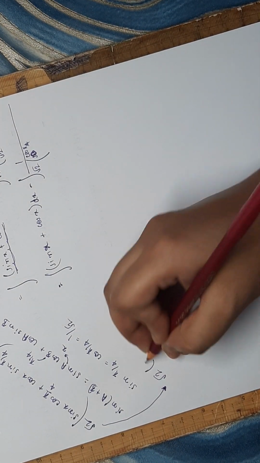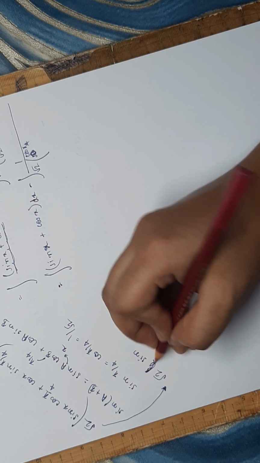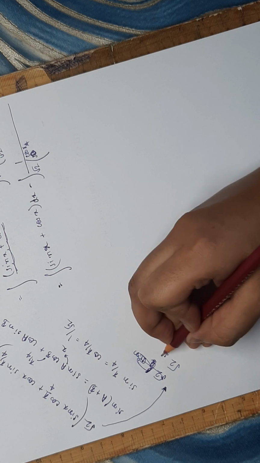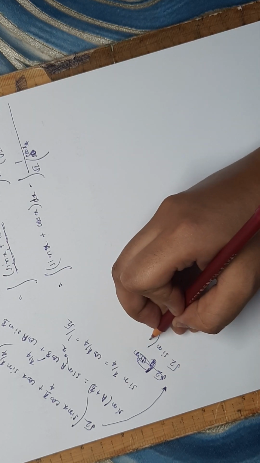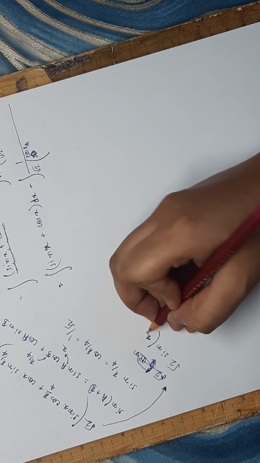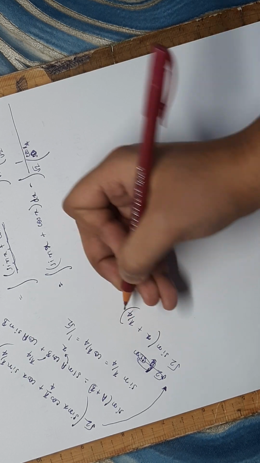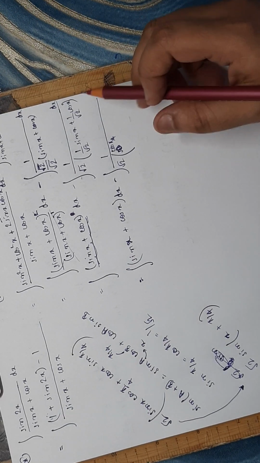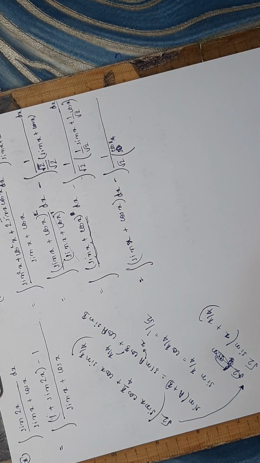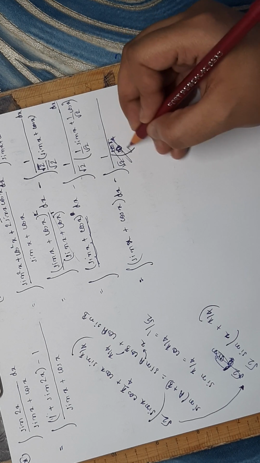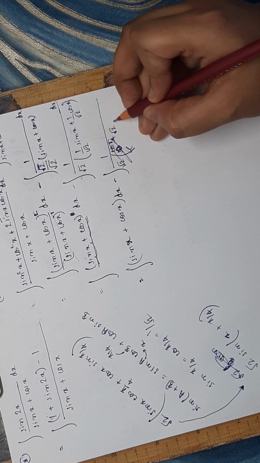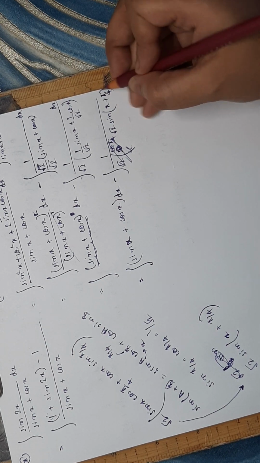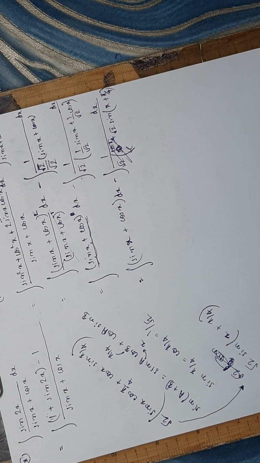root 2 sine of a plus b, so x plus pi by 4. Okay, so we will replace this entire denominator by this. So in the denominator we will just be writing root 2 sine of x plus pi by 4. Alright, and we have a dx here.